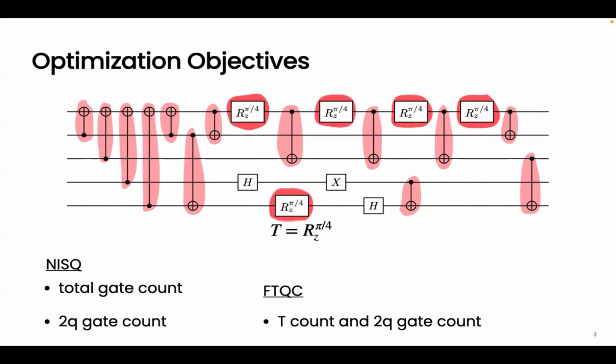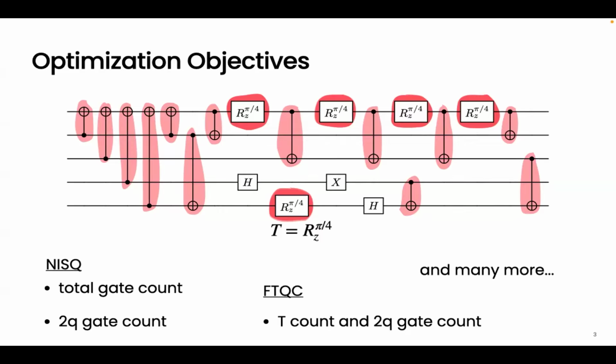And so your optimization objective is now a little bit mixed. I'd like to prioritize reducing these T gates, which even though they're single qubit gates are now expensive, and 2 qubit gates are still important to get rid of. And here, we're just looking at objectives that are very simple in counting the number of gates.